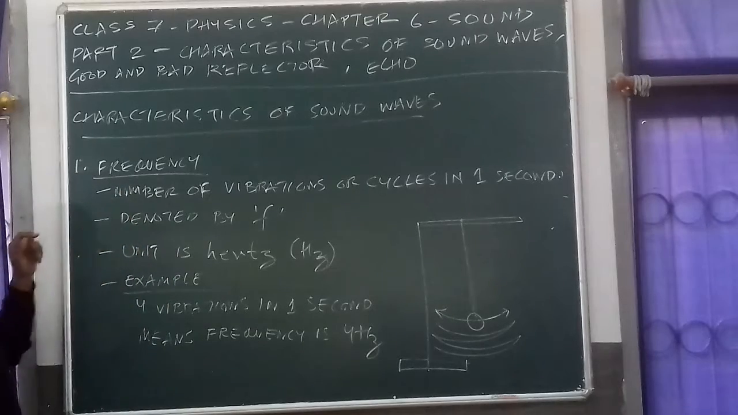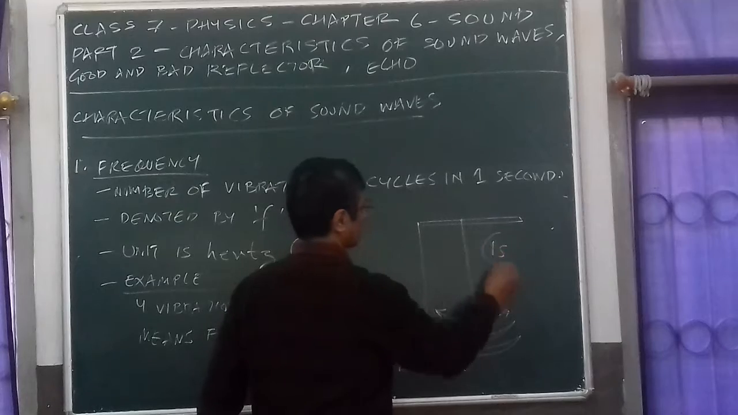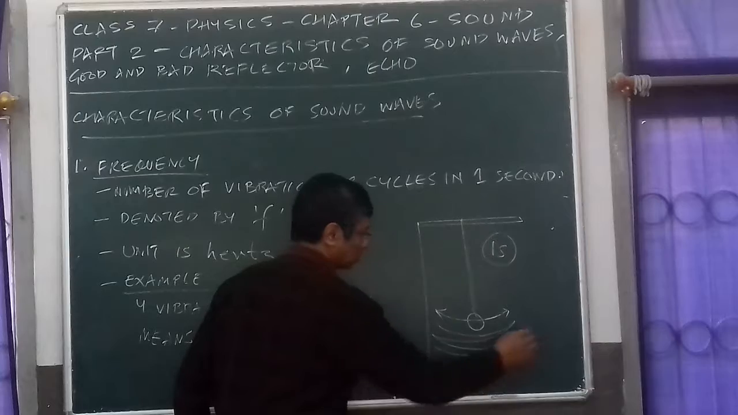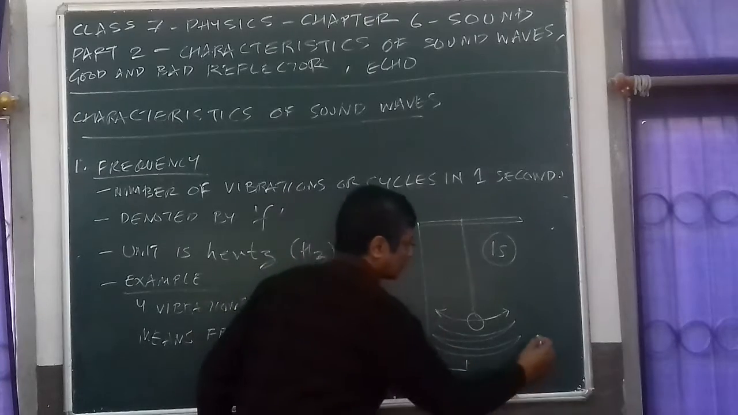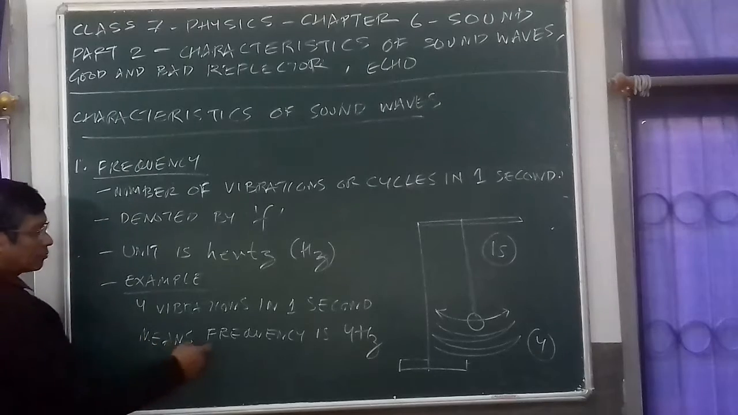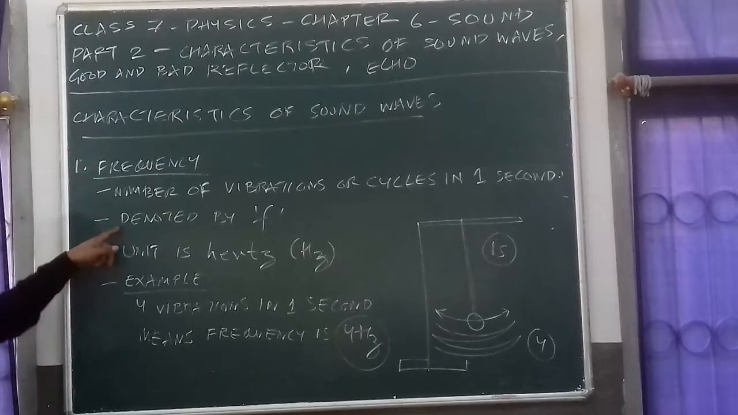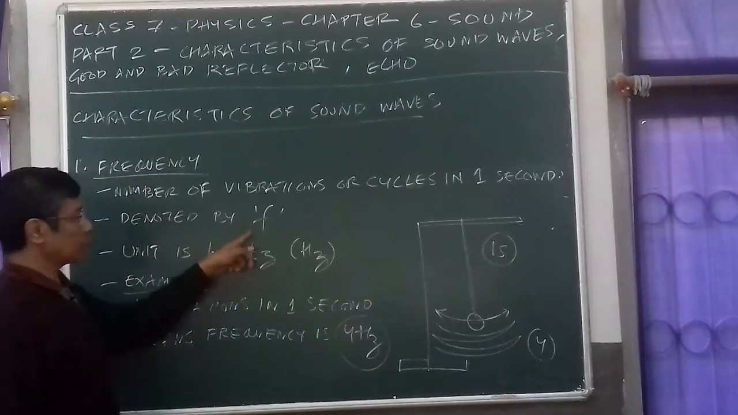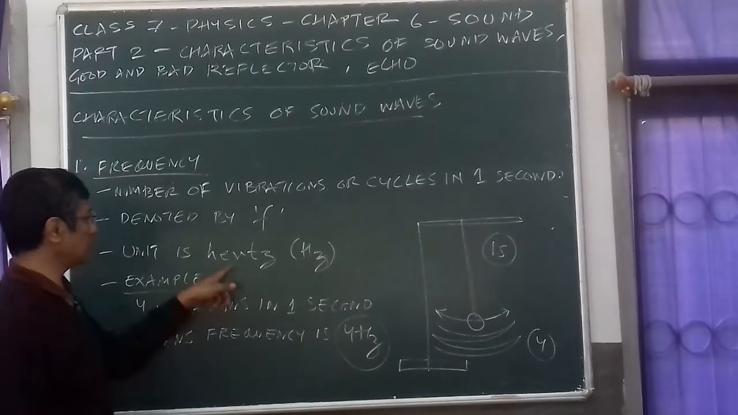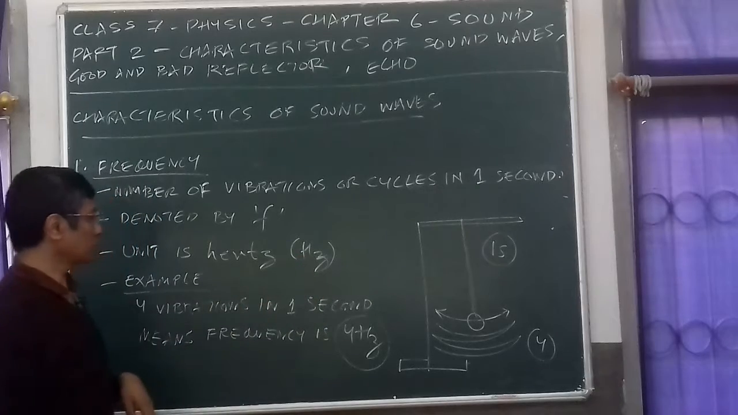the frequency. For example, if in 1 second this pendulum makes 4 oscillations, this is 1, this is 2, and this is 3, and let's say 4 times, it makes 4 oscillations in 1 second, then the frequency of this pendulum is 4 hertz. Frequency is denoted by the letter small f, and the unit of frequency is hertz, H-E-R-T-Z, written in short form as capital H and small z.